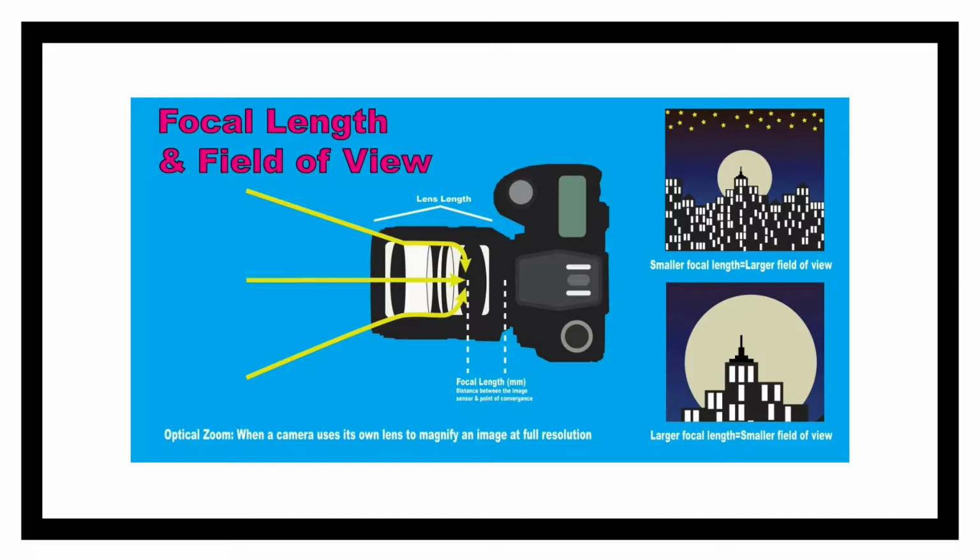When you change the focal length of your camera, you also change the field of view of the image. The lower the focal length, the wider the field of view, and vice versa. The infinite zoom effect is an optical illusion where an image zooms in while retaining the same field of view.